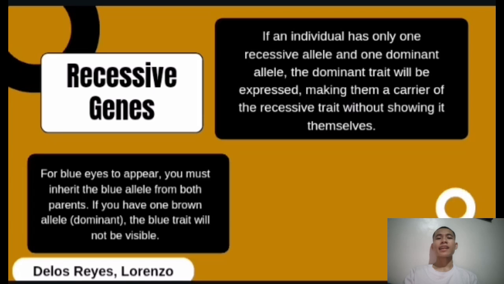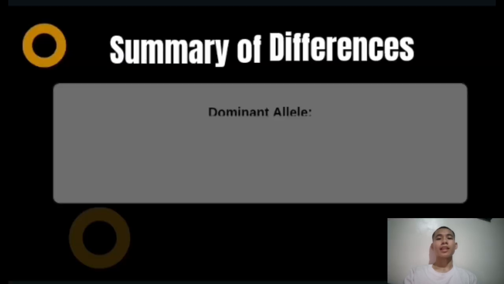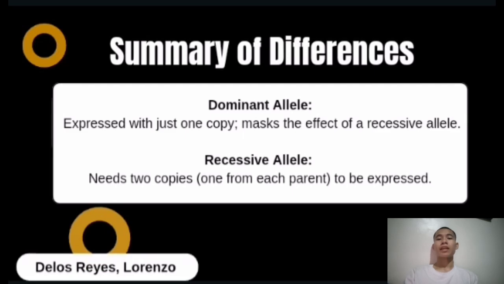And that brown allele is likely a dominant allele, guys, but don't worry because later on I will discuss the difference between dominant allele and recessive allele. So what is the difference between dominant allele and recessive allele? A dominant allele is expressed with just one copy, while a recessive allele needs two copies, one from each parent, to be expressed.